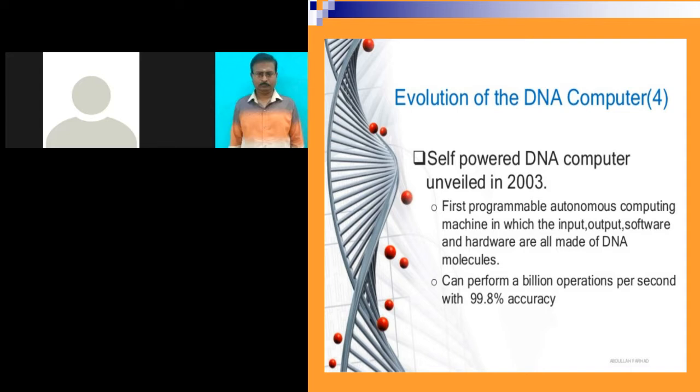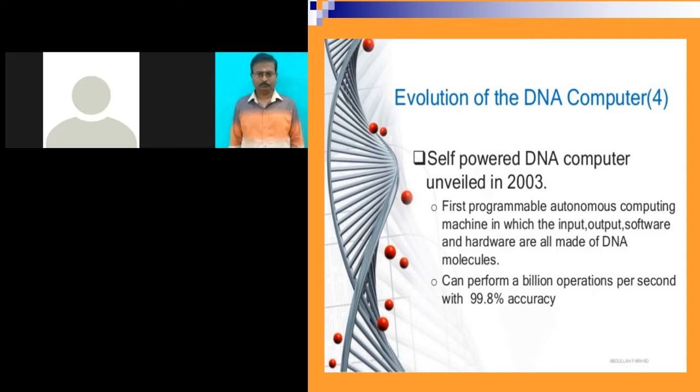Just see the evolutionary steps of the development of a DNA computer, how it came. The DNA computer is self-powered. It started unveiling from 2003 onwards. It is the first programmable autonomous computing machine in which the input, output, software and hardware are all totally made up of DNA molecules only. That is called a DNA computer. It started since 2003.